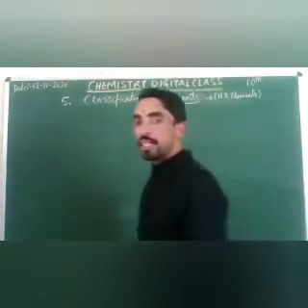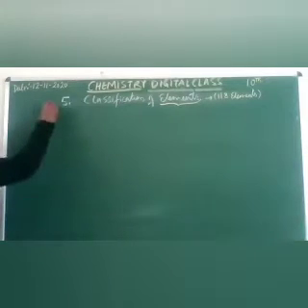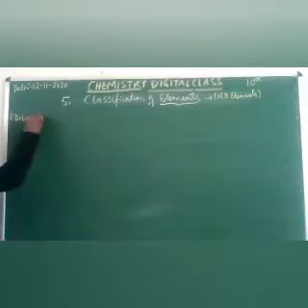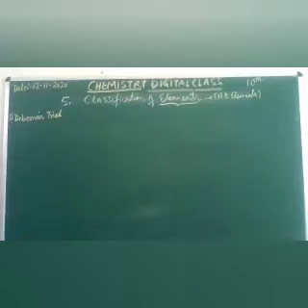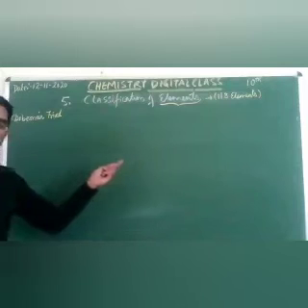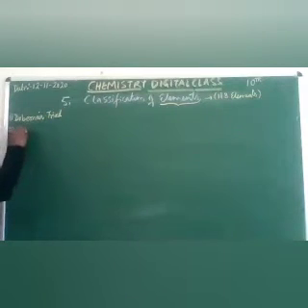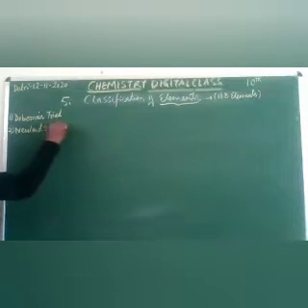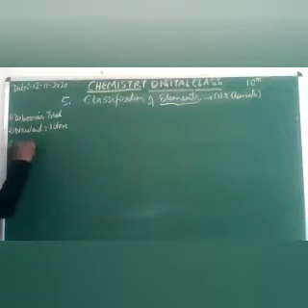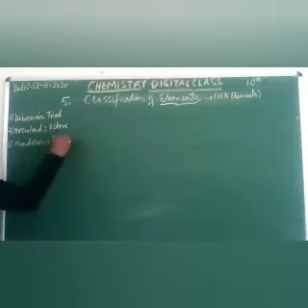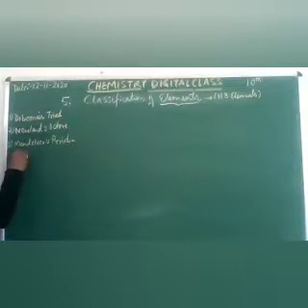Different scientists have contributed differently. The first scientist was Dobereiner, who classified the elements on the basis of atomic mass. Then second was Newlands. Third was, as in yesterday's video, Mendeleev's periodic law or periodic table.